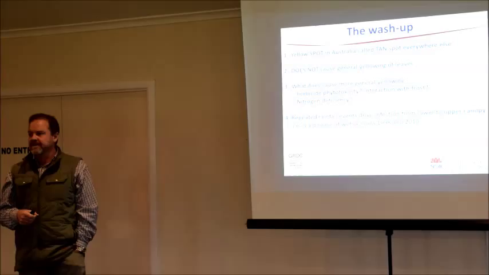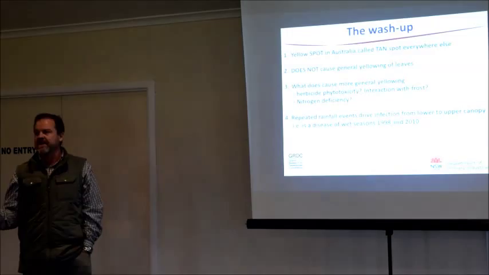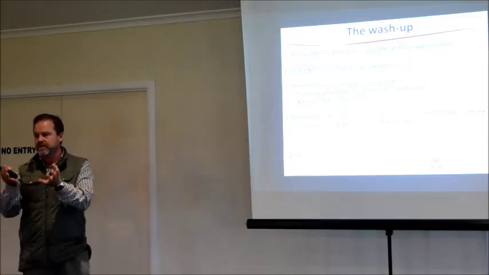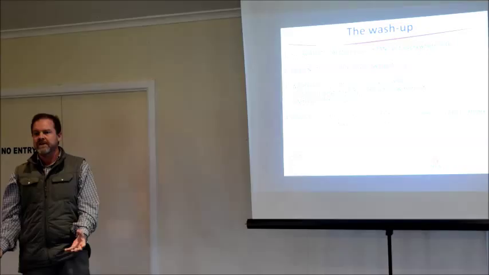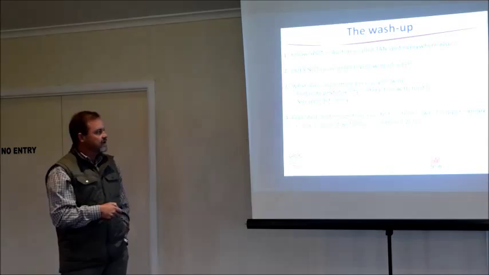Nitrogen has a clear distribution as well. The plant wants to reproduce, so if it's running out of N, it'll move it out of the lowest leaves and preferentially keep putting it to the new leaves. So the lowest leaf will go a light green, then go yellow and die off, and then they'll yellow off from the next leaf up. Remember, repeated rain events are what drive yellow spot. So really it's a function of wet years.